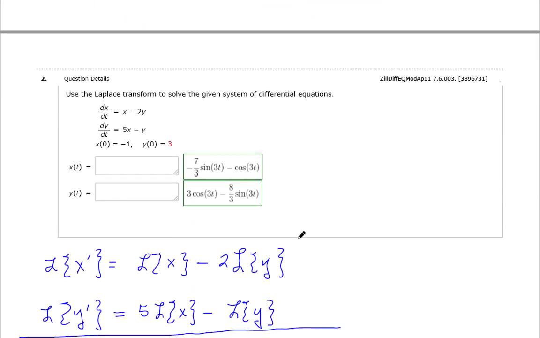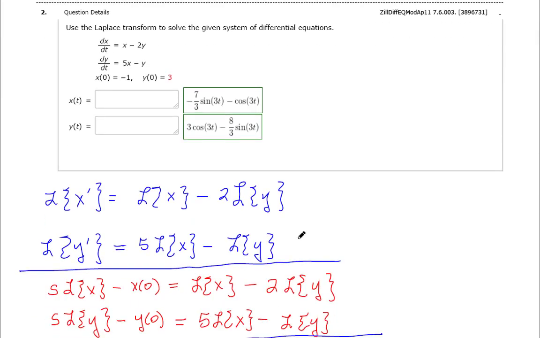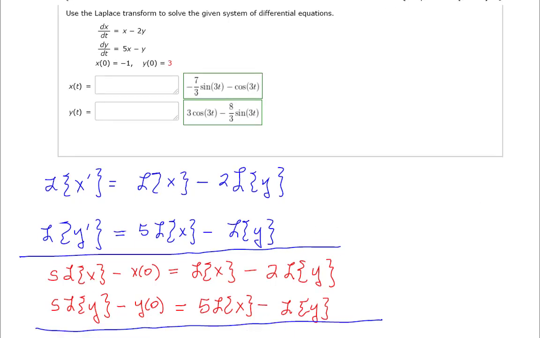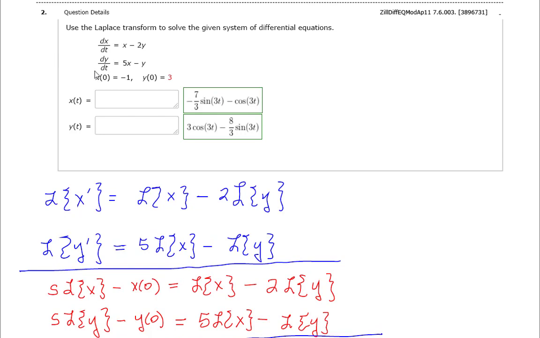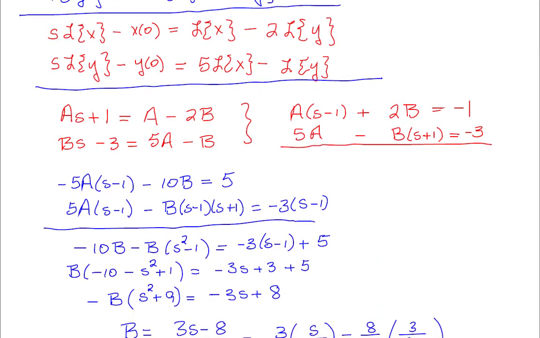In question 2, we have a new system of equations. First order, initial conditions. So again, take the Laplace transform of both sides of the equation. Use our properties for the Laplace transform of each of the derivatives. Let's see, my initial conditions are minus 1 and 3. Alright, so minus 1 and 3.